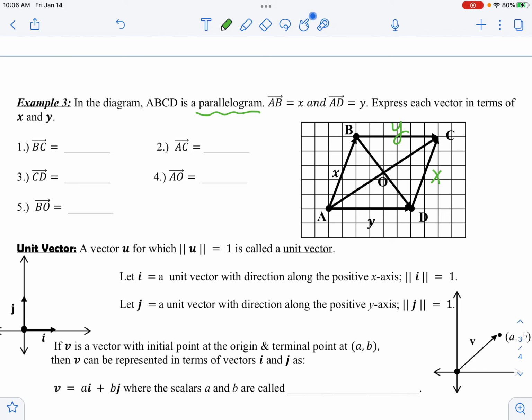All right, so it says express each vector in terms of X's and Y's. What about vector BC? BC starts here, ends here, and that's the same thing as Y. So Y. All right, next one, number 2, AC. AC starts here, ends here. And I need to figure out how to say that because that's not labeled with X's and Y's. So what I'm going to do is use two vectors to do that. I'm going to say it starts here, and I have to get to this end. So I can take this path right here. That's X. And then I'll take this path right here. That's plus Y. So X plus Y.